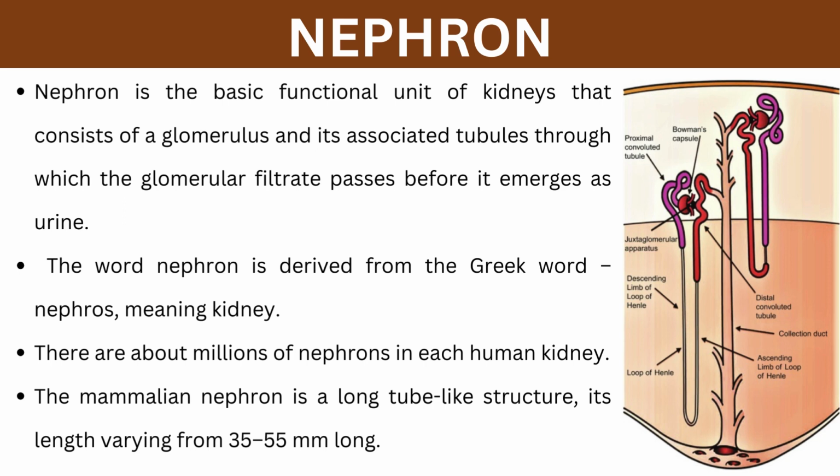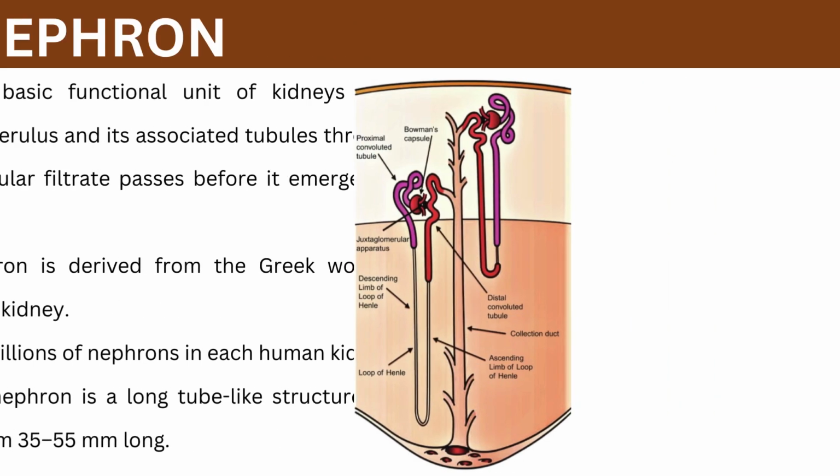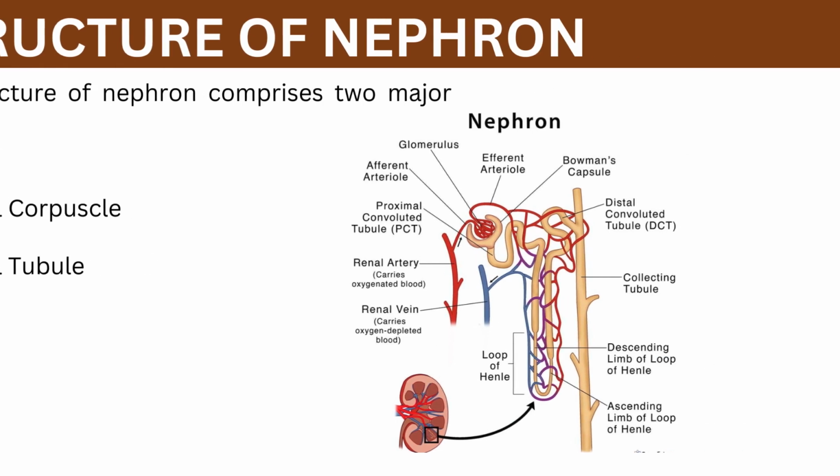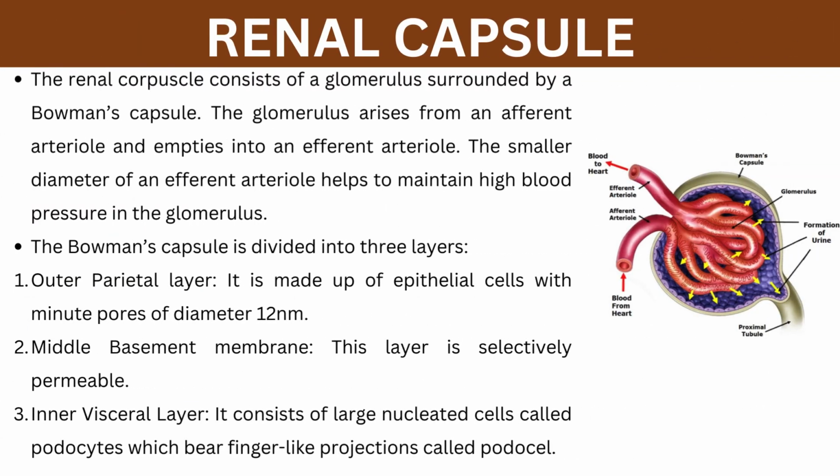The mammalian nephron is a long, tube-like structure, its length varying from 35 to 55 mm. The structure of nephron comprises two major portions, renal corpuscle and renal tubule. The renal corpuscle consists of a glomerulus surrounded by a Bowman's capsule. The glomerulus arises from an afferent arteriole and empties into an efferent arteriole. The smaller diameter of an efferent arteriole helps to maintain high blood pressure in the glomerulus.